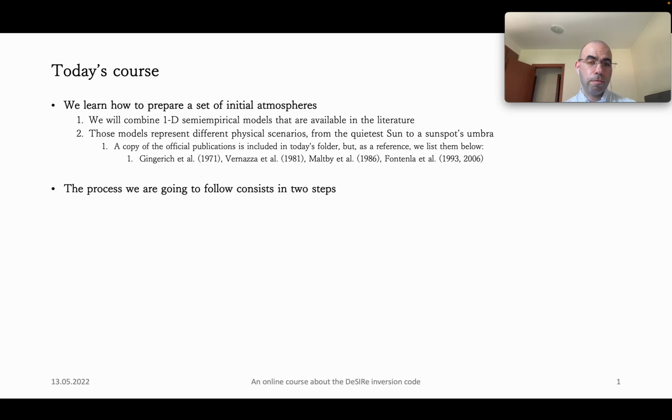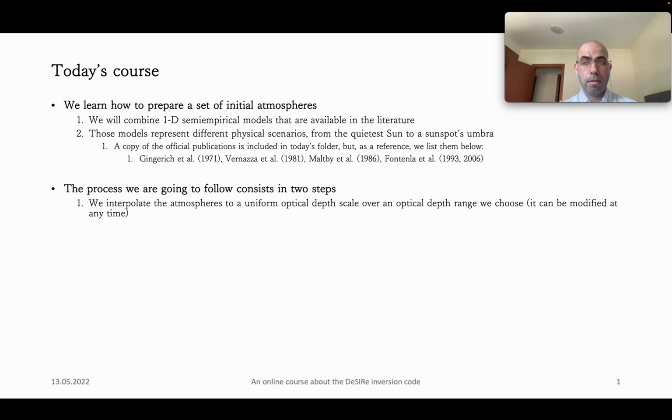So the process we're going to follow consists of 2 steps. First, we're going to take the atmospheres as they are, in different formats and different scales. So the first thing we want to do is to interpolate them to a uniform optical depth. And it should be the same for all the atmospheres because we are going to run the inversions using them as initial conditions. So they have to have at least the same dimension, but ideally it's better if they also have the same optical depth range. And these can be modified, so I will propose one that is based on covering enough height to synthesize and invert chromospheric lines, but also a given set of values that will allow us to have a wide range of nodes. But in principle, you can change it at any time.